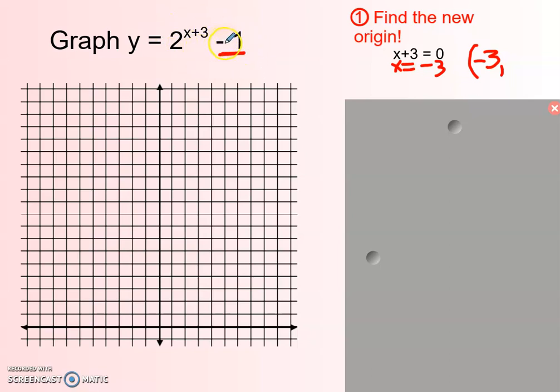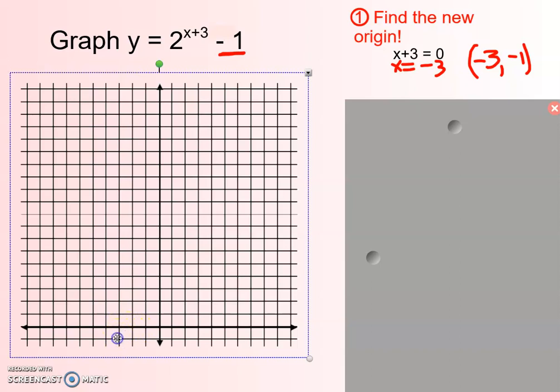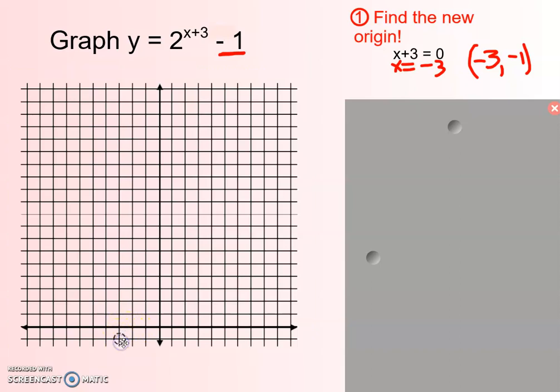And so what's happening outside this function is we're dropping down 1. So I'm going to take my pencil, I'm going to go from the origin, left 3 and down 1, and that point right there, very lightly, that's going to be my new origin. All of my movements are going to come from that spot. Not the original origin, but this new origin.